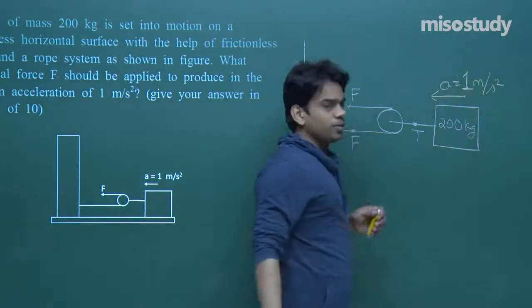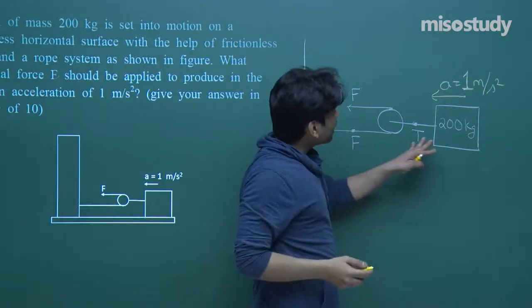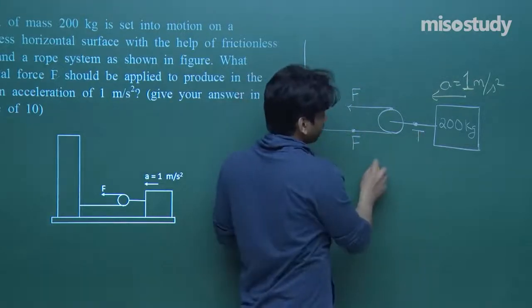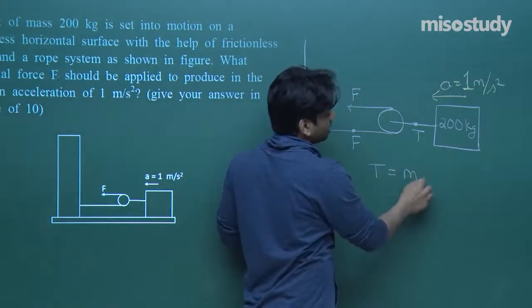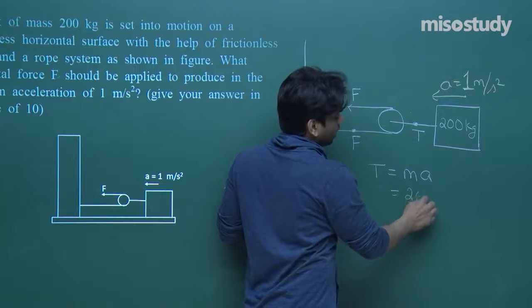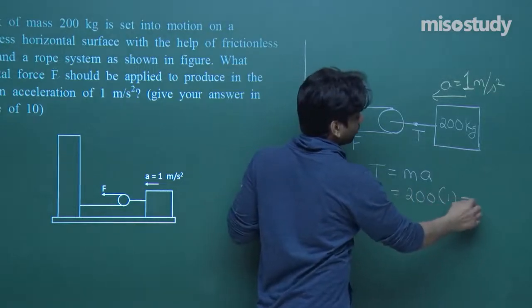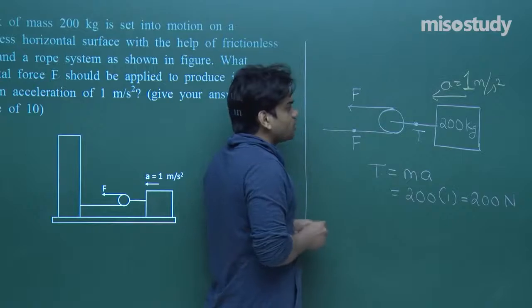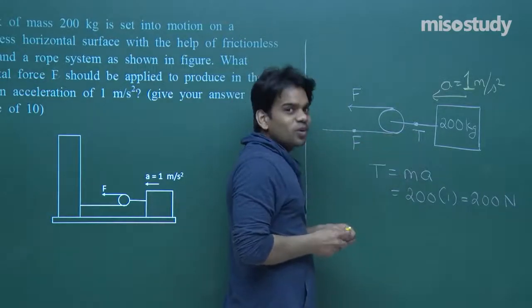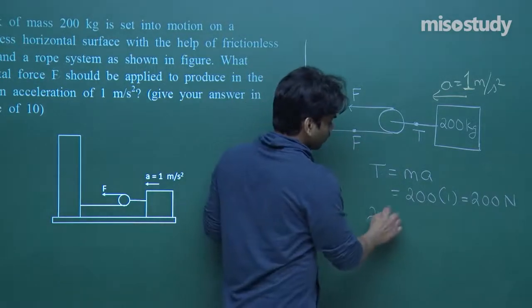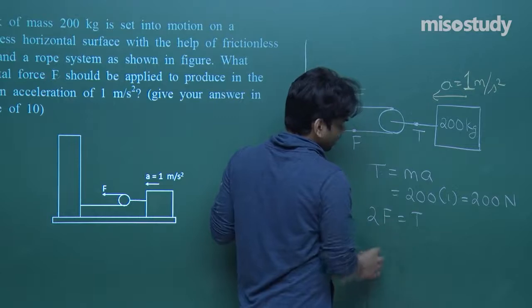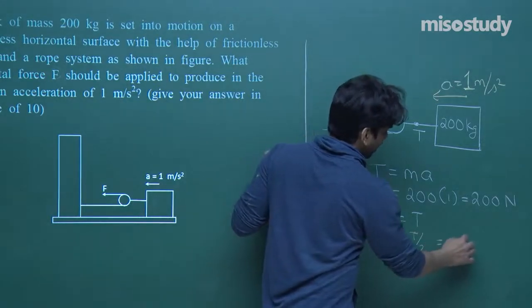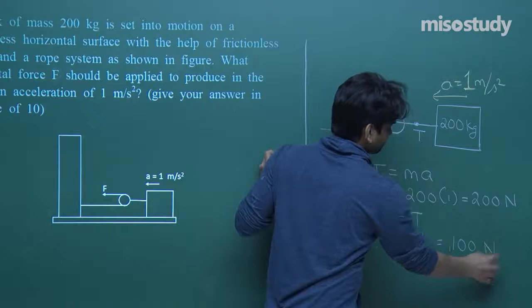Moving with an acceleration of 1 meter per square second, and that means the tension T that I have made here will be equal to mass into acceleration, 200 into 1, that will be equal to 200 Newton. Now this 2F should be equal to T, pulley is light, so 2F should be equal to T, so F comes out to be T by 2, that is equal to 100 Newton.